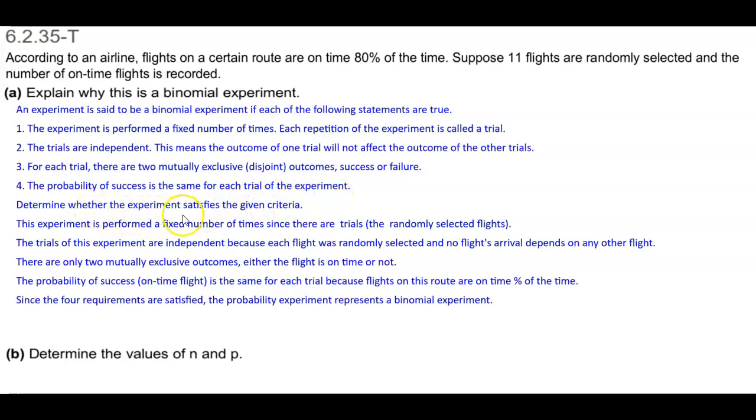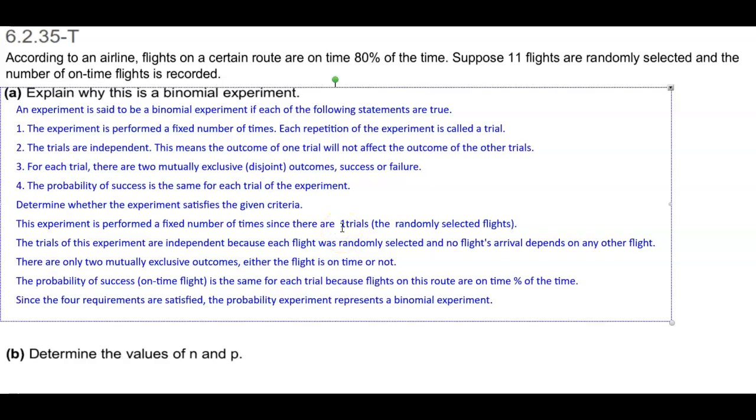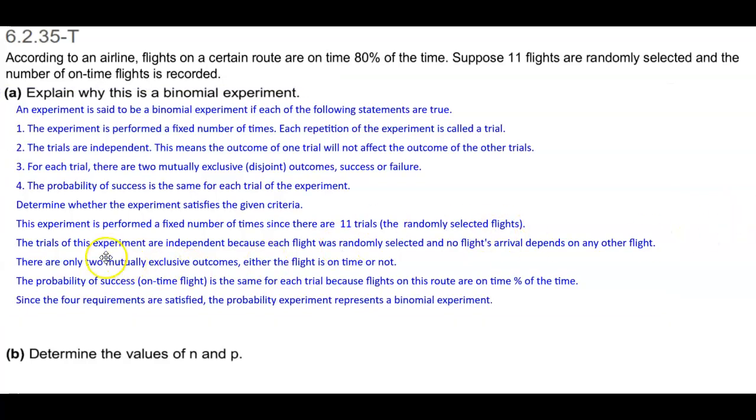Now, determining whether the experiment satisfies the given criteria. Well, this experiment is performed a fixed number of times since there are trials. There are, in this case, 11 trials, the randomly selected flights. The trials of this experiment are independent because each flight was randomly selected and no flight's arrival depends on any other flight.